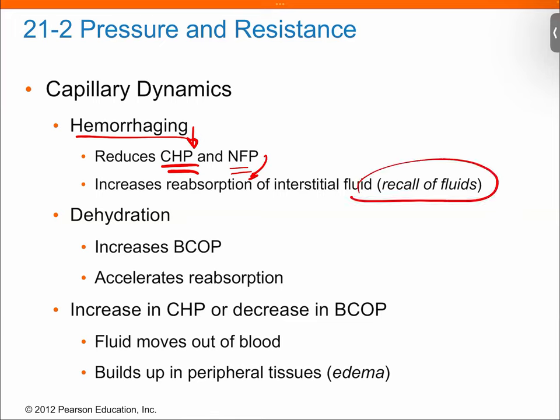Of course, that's only helpful assuming that you plug the hole, right? If you don't stop the hemorrhage first, then this basically has the effect of bleeding you out even faster. Okay, and we'll talk a little bit about that in just a second. In dehydration, this basically will increase your BCOP due to decreased fluids.